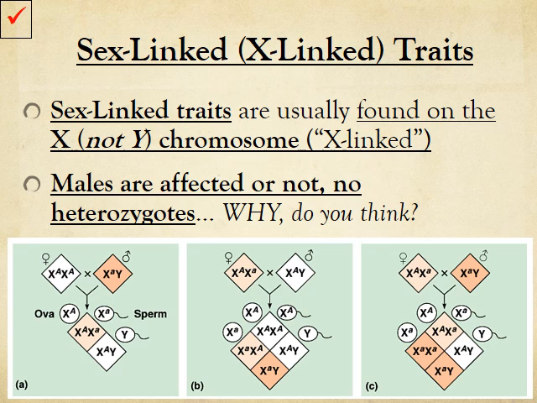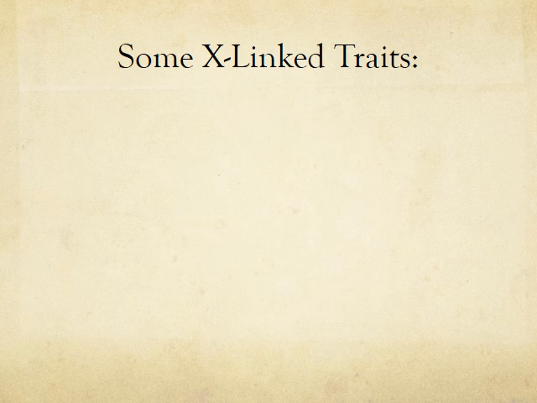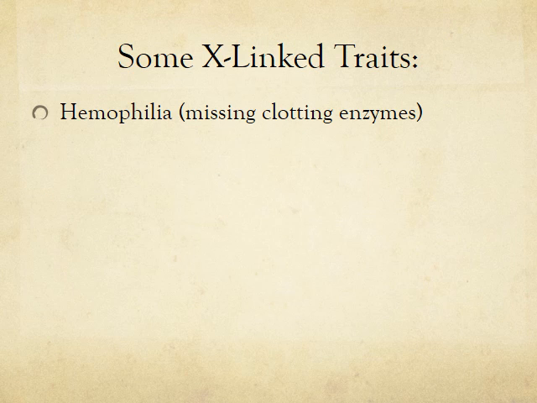So the main reason why this happens is because males only have one X chromosome. They don't have two. So they either have it or they don't. Whereas females have two X chromosomes. That being the case, they could have a recessive and a dominant allele, resulting in them being normal, but they could be a carrier. So some common X-linked traits are things like hemophilia, where you're missing a clotting enzyme in your blood.